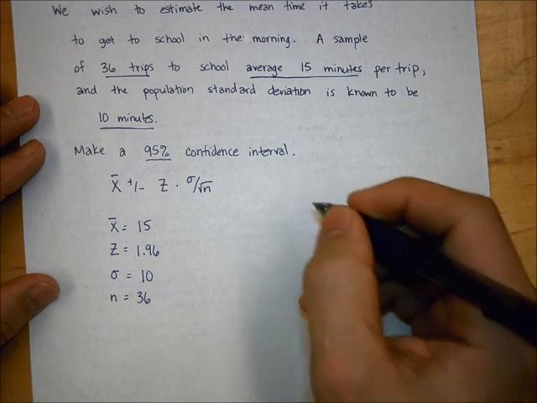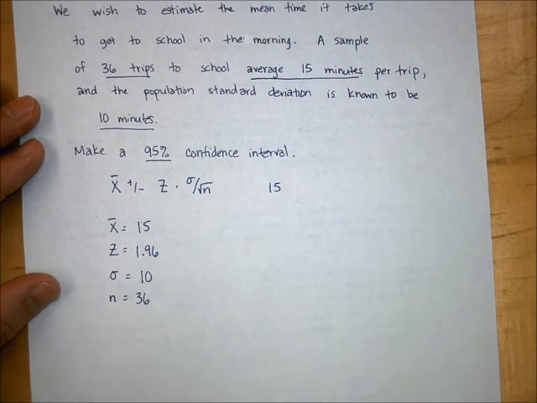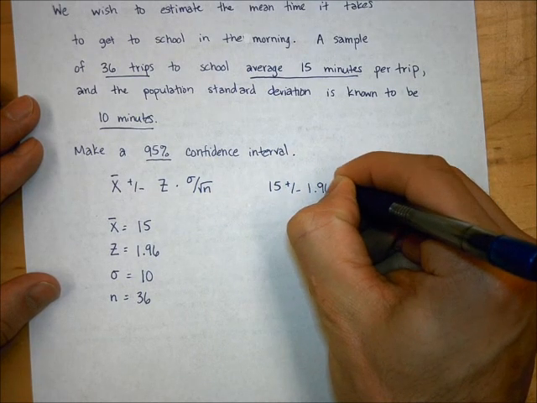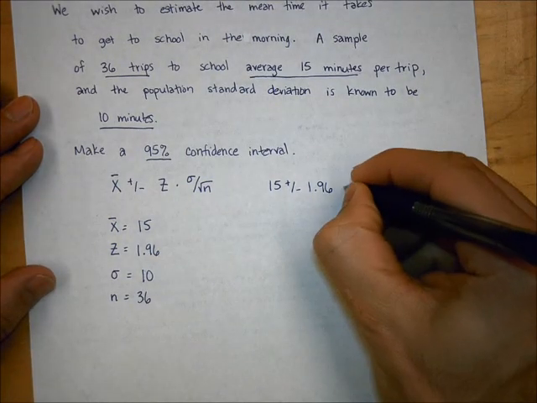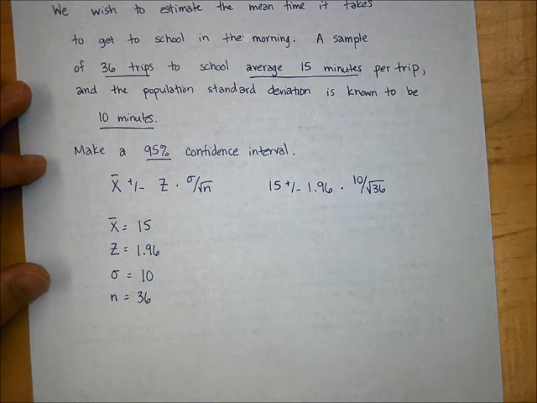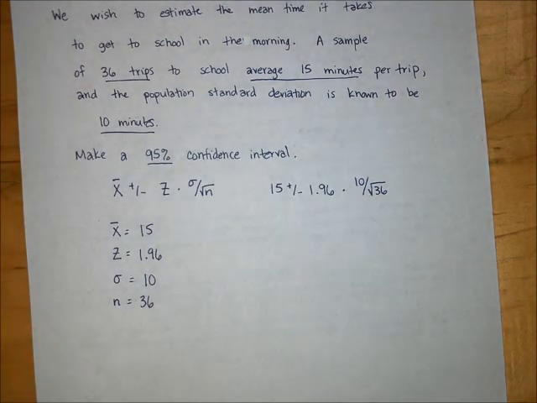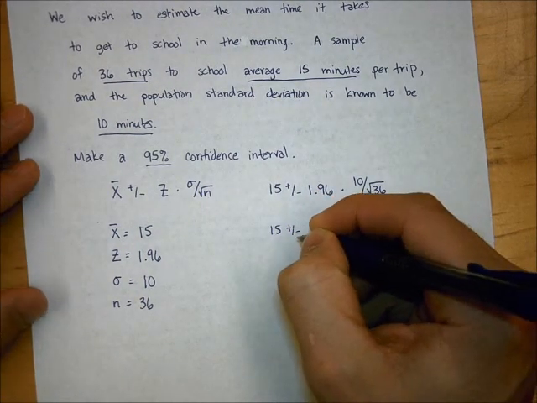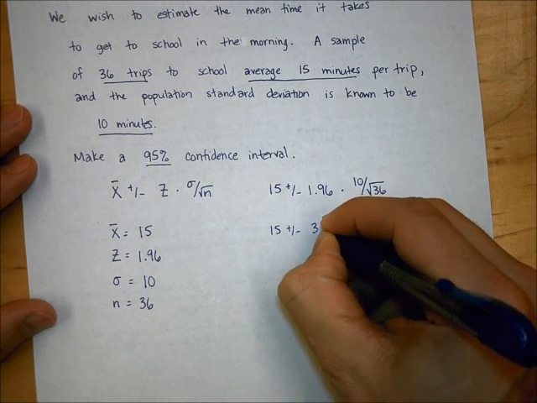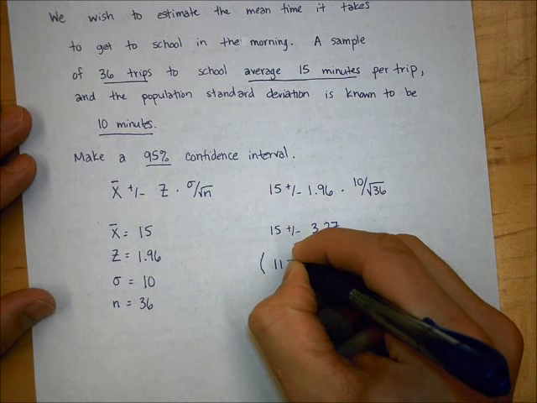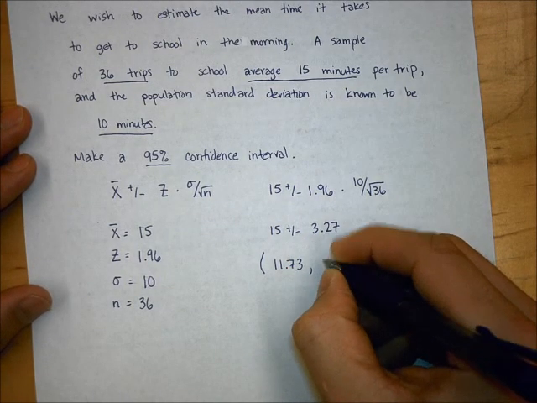Now that we know what we're doing, we start to plug in the numbers. X bar is 15 plus or minus 1.96 times a standard deviation of 10 divided by a square root of 36. If you calculate that out, you will get 15 plus or minus 3.27, and in interval notation, you will get 11.73 all the way up to 18.27.